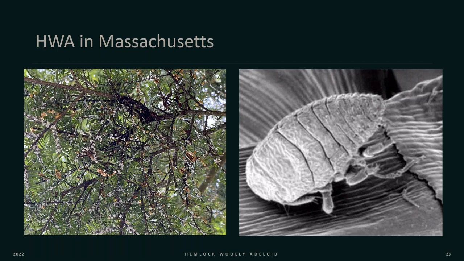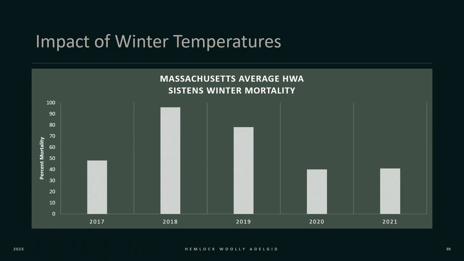They are a bivoltine parthenogenic population, which means they are an all-female population that is able to reproduce asexually, and they have two generations per year. So we can see populations build up and spread really dramatically, because you only need a single hemlock woolly adelgid to get to a site for it to establish and reproduce. The one good thing we have going for us here in Massachusetts is that our winter temperatures can really negatively impact the population. They are not super cold hardy and they don't love dramatic temperature changes.